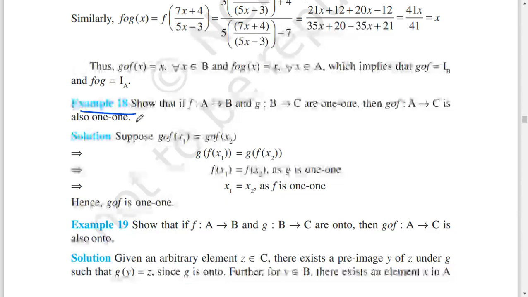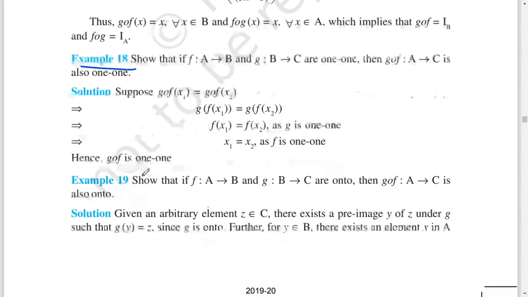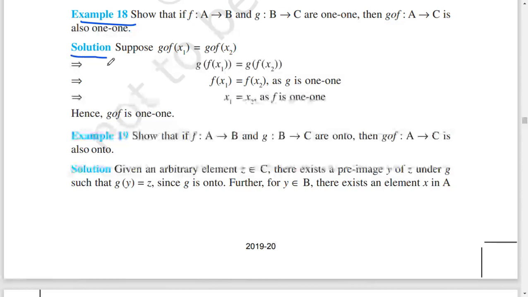Example 18: Show that if f: A → B and g: B → C are 1-1, then gof: A → C is also 1-1. Solution. Suppose gof(x1) = gof(x2), that is g(f(x1)) = g(f(x2)). Then f(x1) = f(x2) as g is 1-1, that is x1 = x2 as f is 1-1. Hence gof is 1-1.